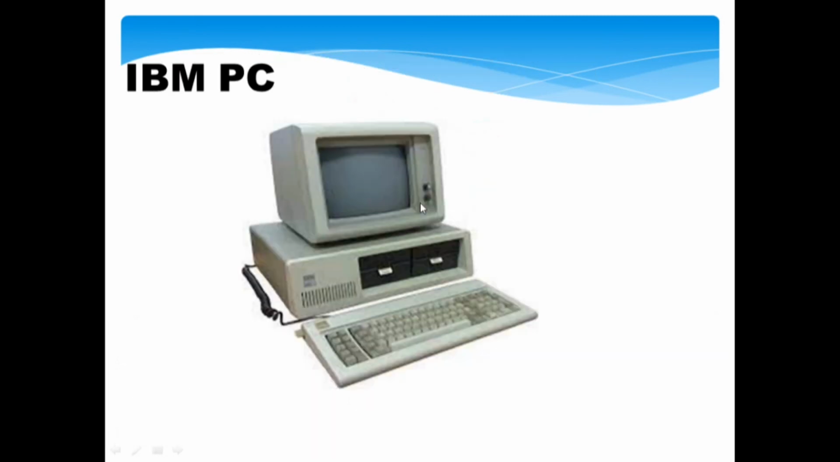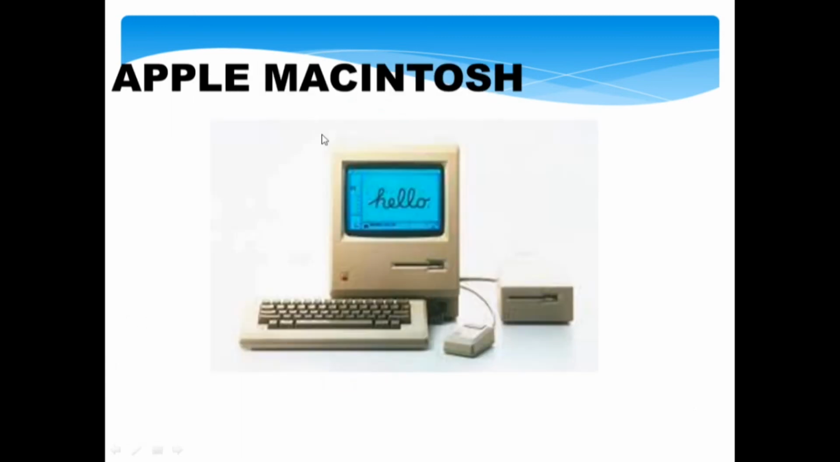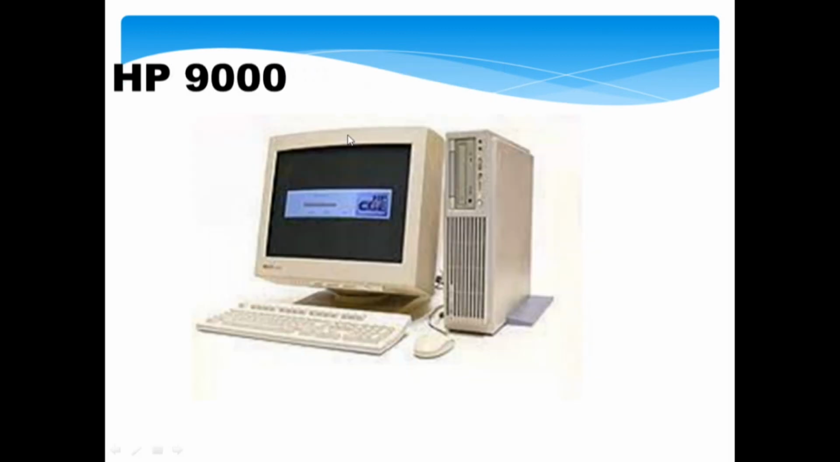Examples of fourth generation computers are IBM PC and Apple Macintosh, and also HP 9000. You can see the mouse, keyboard, separate CPU, monitor, everything here. So fourth generation computers use keyboard, mouse, scanner, etc. to give input, and also use the monitor, printer, etc. to get output.